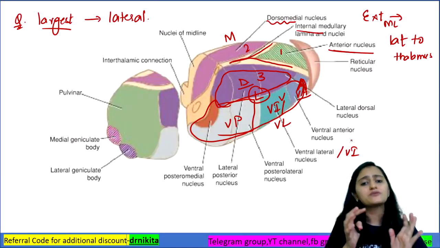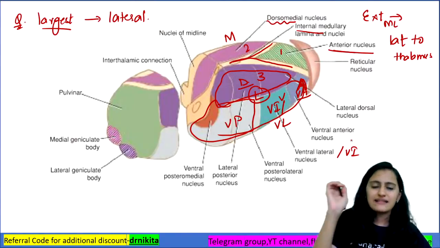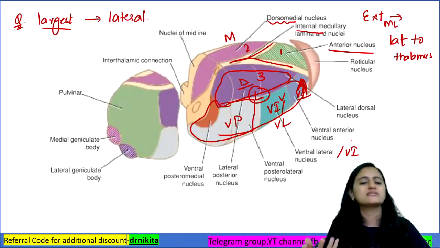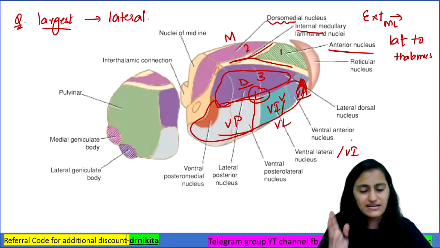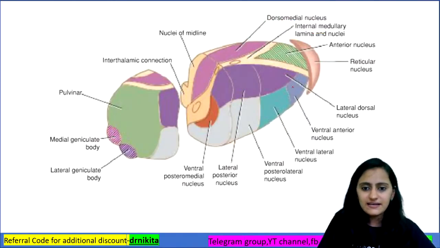Why is it important to know this diagram? Because they can ask you an image based question and they can put an arrow and ask you which fibers this nucleus receives. That is why you should know how to identify the various nuclei. Alright, so is it clear with everyone? So this is ventral anterior, ventral lateral or intermediate, and this is ventral posterior.